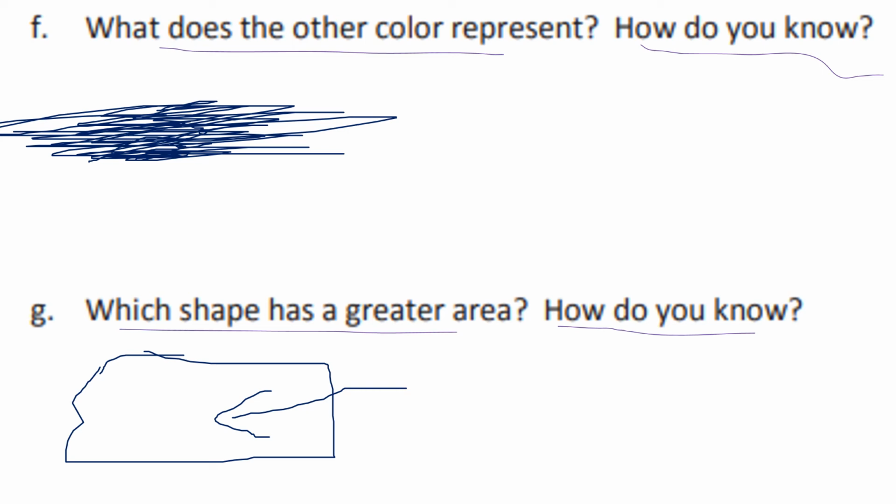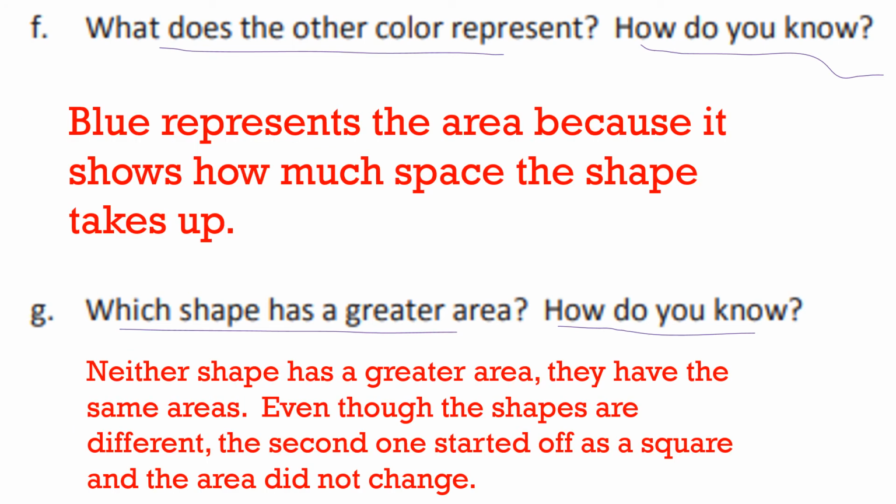All right, so we're going to go over the answers now. So I said blue represents the area because it shows how much space the shape takes up. I said neither shape has a greater area. They are the same area. Even though the shapes are different, the second one started off as a square and the area did not change. So I may have moved part of the shape around, but the area did not change, although the perimeter did change.